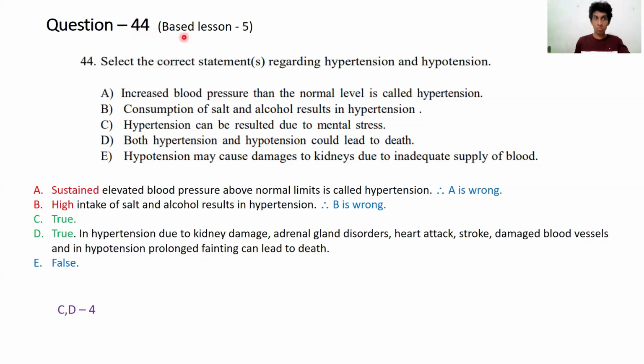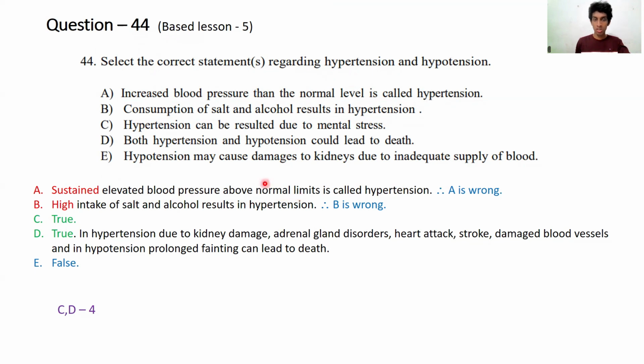Question number 44. It is based on the fifth lesson. Select the correct statement or statements regarding hypertension and hypotension. A. Increased blood pressure than the normal level is called hypertension. No, that is wrong because this word is important. Sustained elevated blood pressure above normal limits is called hypertension. B. Consumption of salt and alcohol result in hypertension. No, that is false because high intake of salt and alcohol results in hypertension.